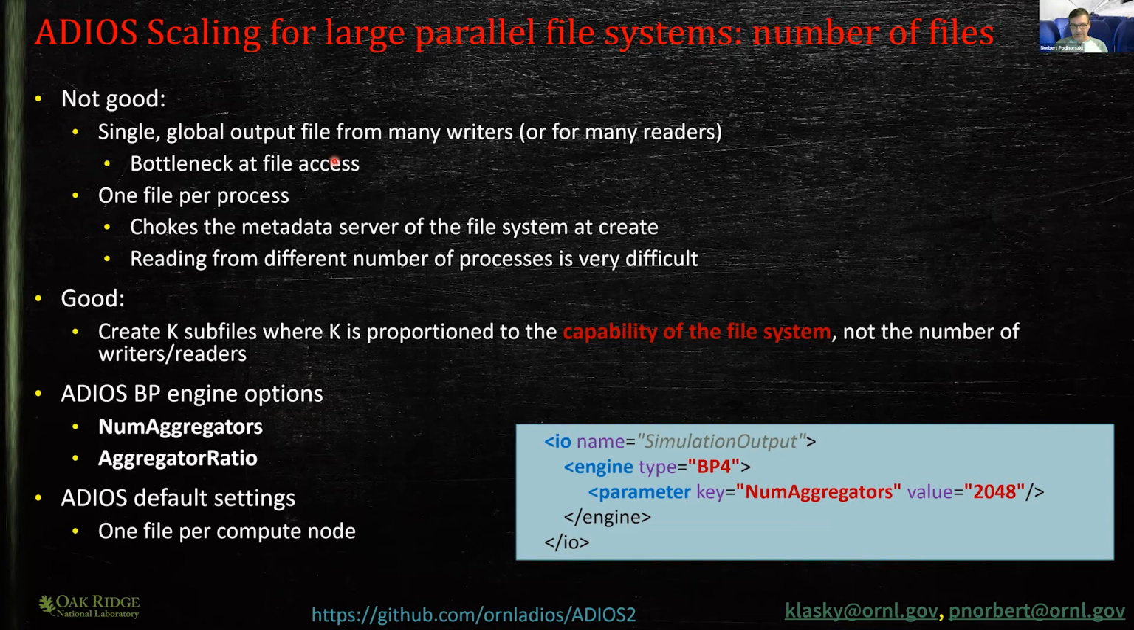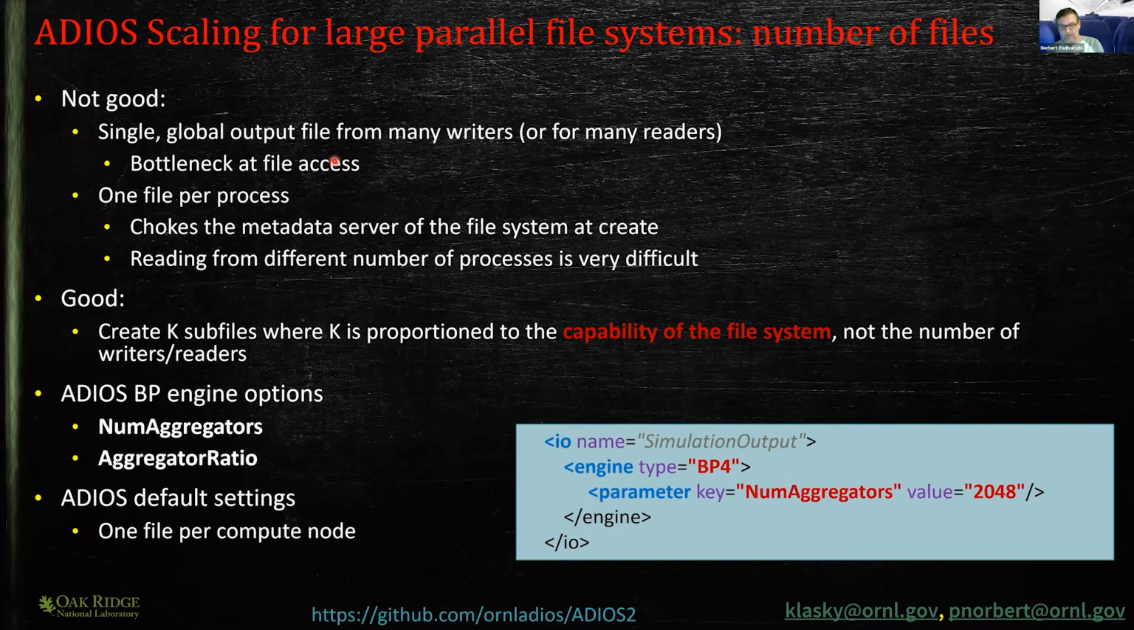So you can pick these in your application. Set it, let's say I want 2048. Or you can say aggregation rate, or I want every 42 processes writing one file. 42 is the number of cores on Summit, for example.